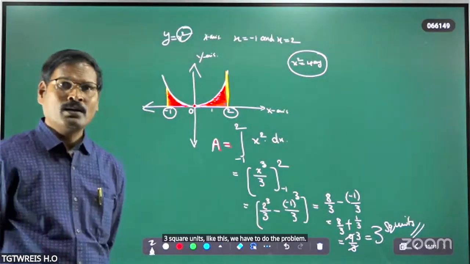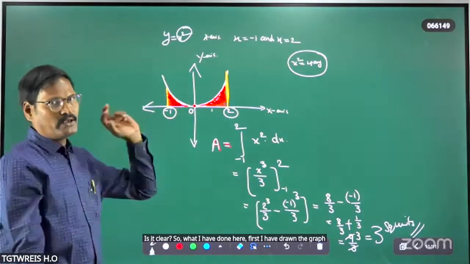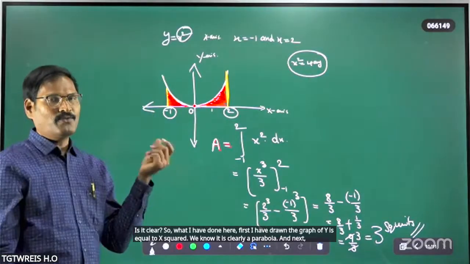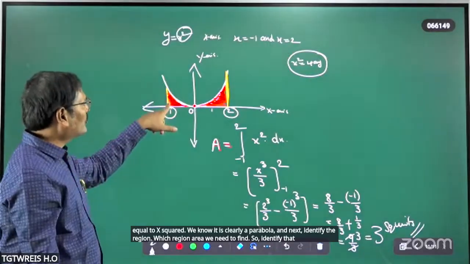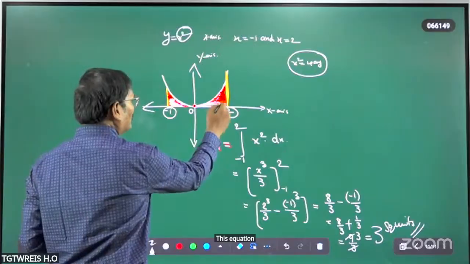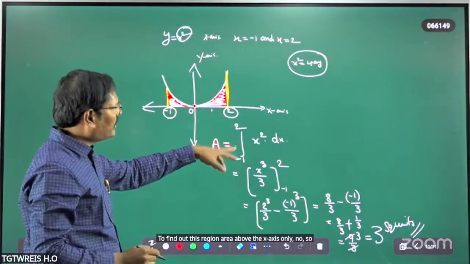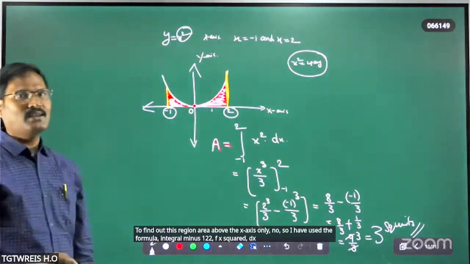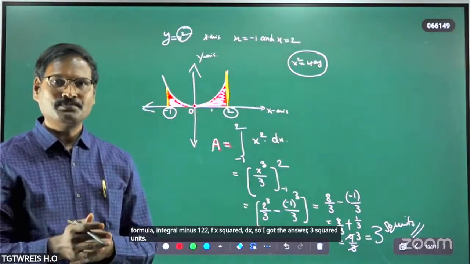Is it clear? So what I have done here: first I have drawn the graph of y is equal to x square. We know it is clearly a parabola. And next identify the region, which region area we need to find. So identify that region first. We need to find this region area, above the x-axis only, no. So I have used the formula integral -1 to 2 of x square dx. So I got the answer 3 square units. Is it clear?